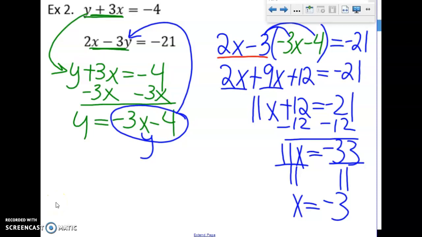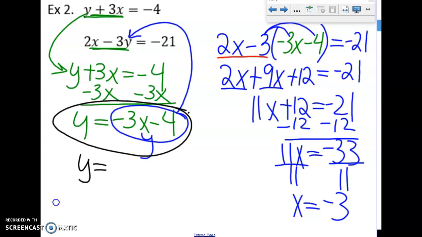Now it's important for us to go back and find y. And we get to choose which equation. And if we're going to choose an equation, why don't we choose one that's easiest to use? And if we're looking for y, there it is right there. Use this one. All right, so y equals negative 3x minus 4.